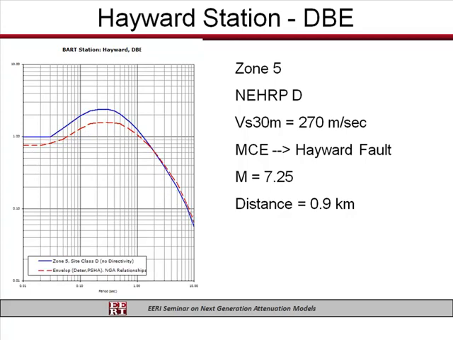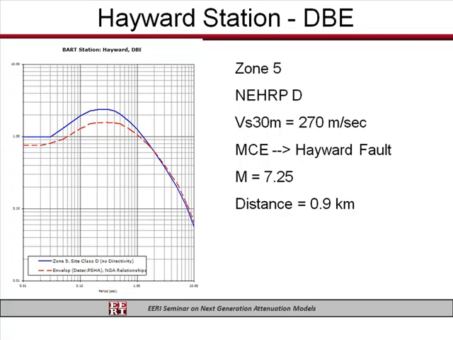If we now simplify and take off those intermediate spectra, and I just want to look at those 2 individual spectra comparing the 2002 versus the updated NGA spectra. This is again for the Hayward Station, Zone 5 DBE level. This is a simplified plot, and this is a series of plots that I'm going to be showing for all the different examples in the rest of the presentation.